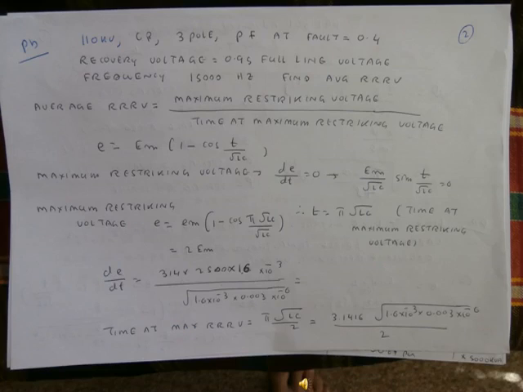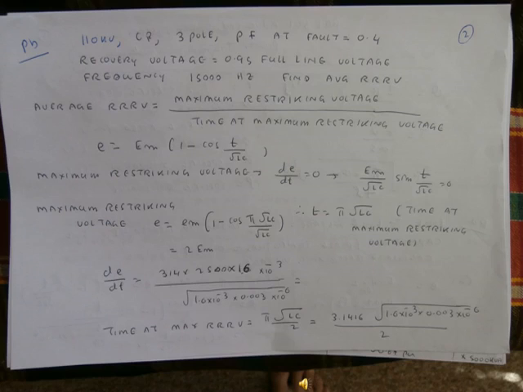Then we solve another problem. A 110 kilovolt circuit breaker, 3 pole, power factor at the fault is 0.4, recovery voltage is 0.95 of full line voltage, and frequency is 15,000 hertz. So find the average RRRV. The average RRRV is equal to the maximum restriking voltage divided by the time at the maximum restriking voltage.